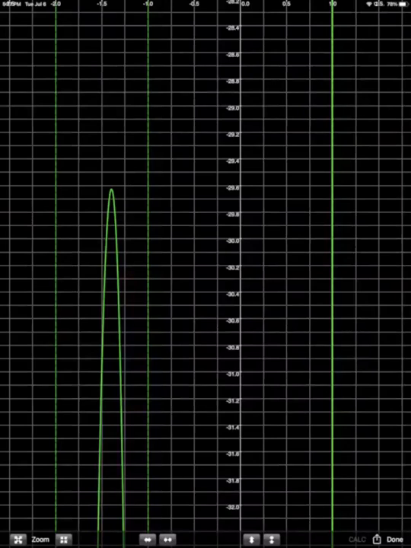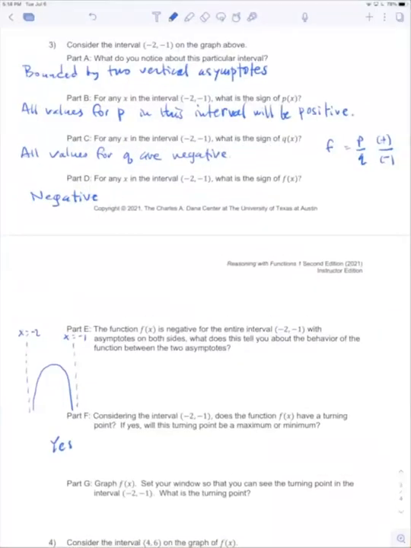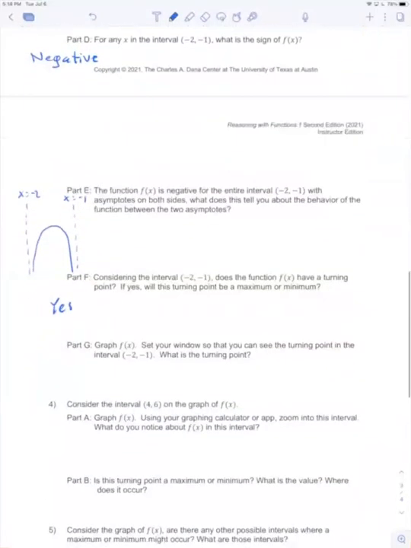What is the turning point? Let's see. There we go. It looks like when x is about -1.39 and so forth, y is going to be about -29.6262 and so forth. So let's go back here. And this is part G.